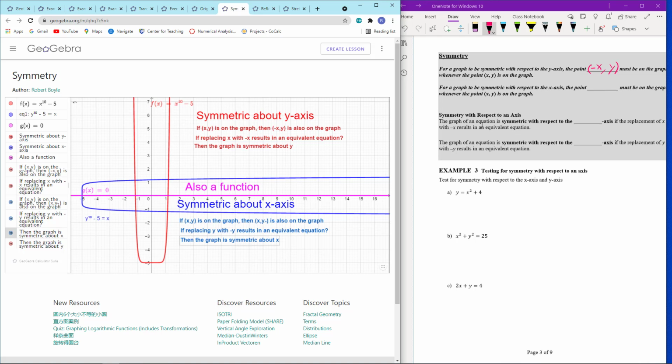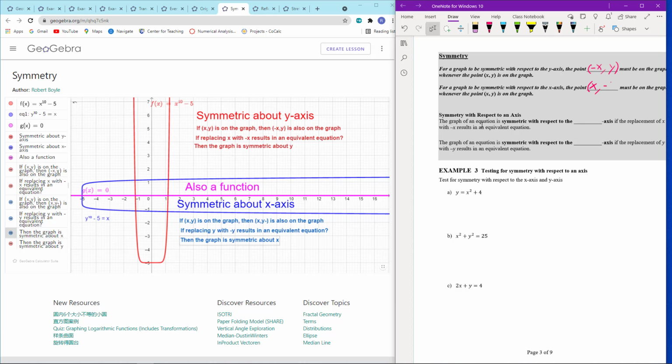To finish up our guided notes here, for a graph to be symmetric with respect to the x-axis, the point x, negative y must be on the graph whenever x, y is on the graph.